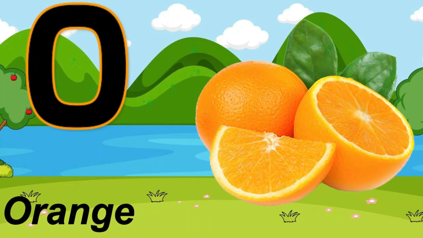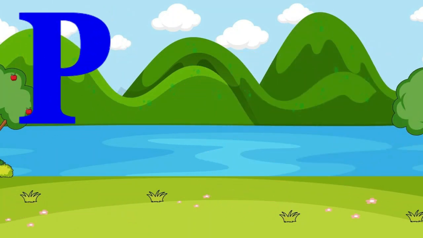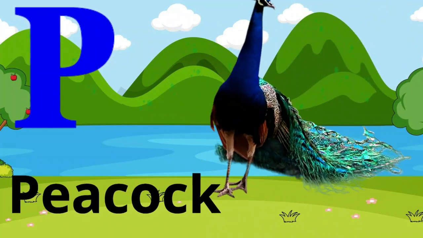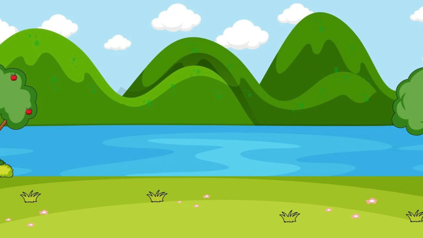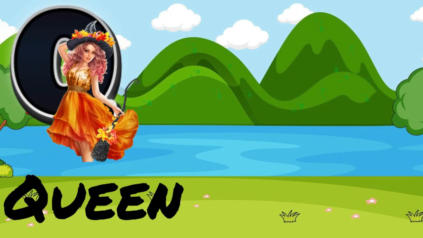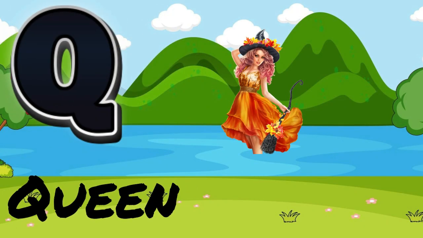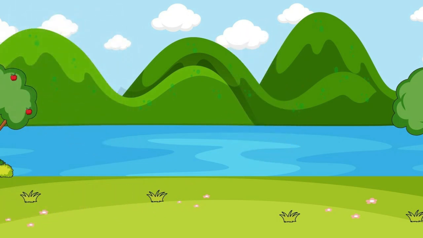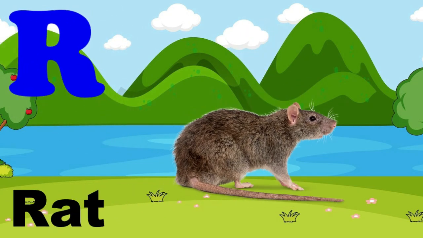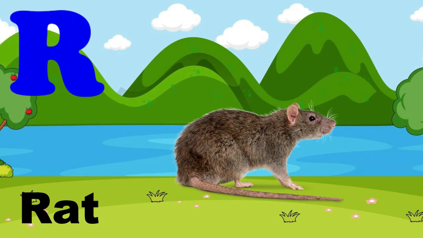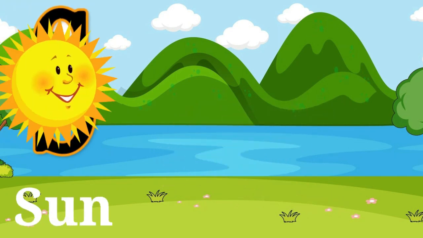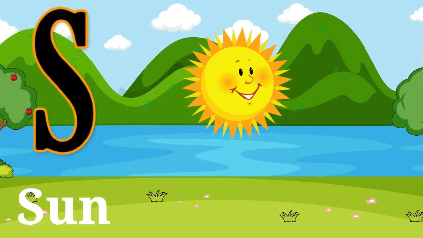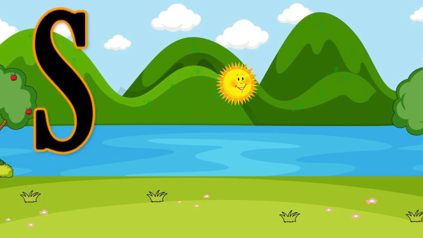O for orange. P for peacock. Q for queen. R for rat. S for sun.